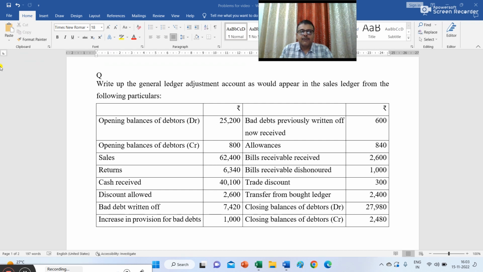Allowances 840. Bills receivable received 2,600. Bills receivable dishonored 1,000. Trade discount 300. Transfer from bought ledger 2,400. Closing balances of debtors debit 27,980. Closing balances of debtors credit 2,480.